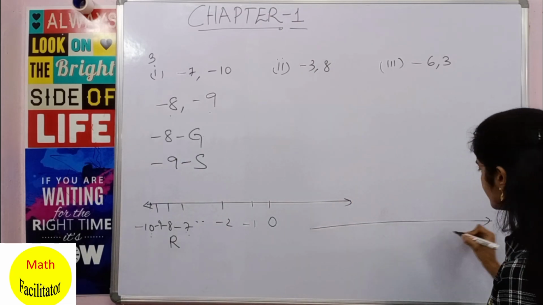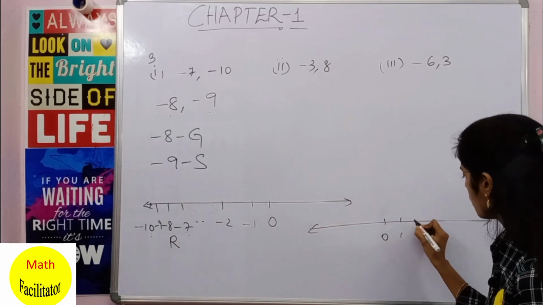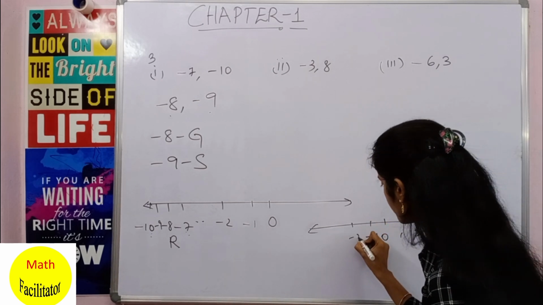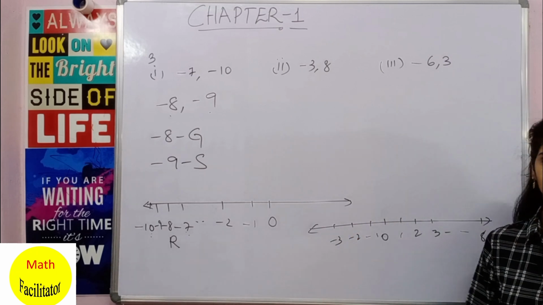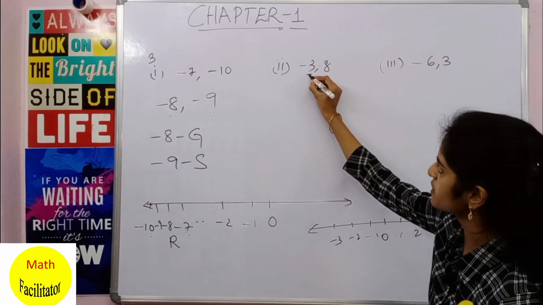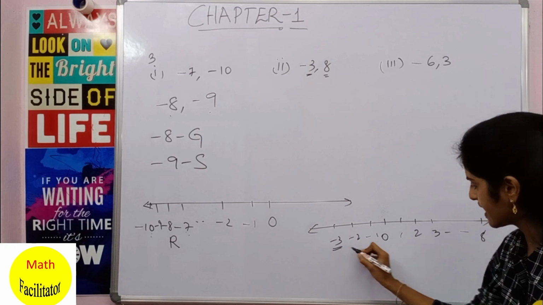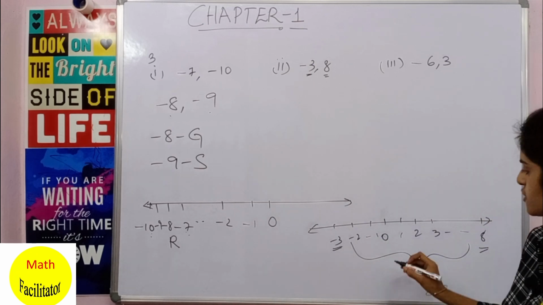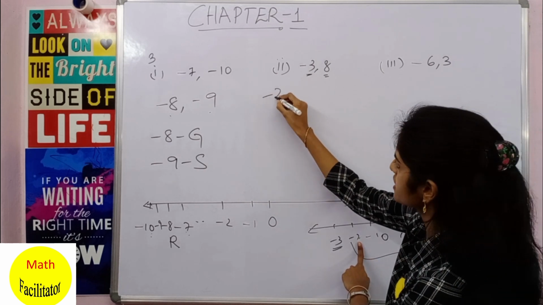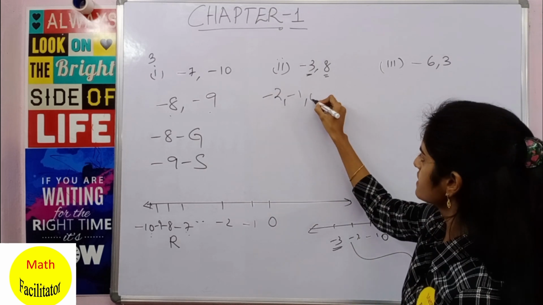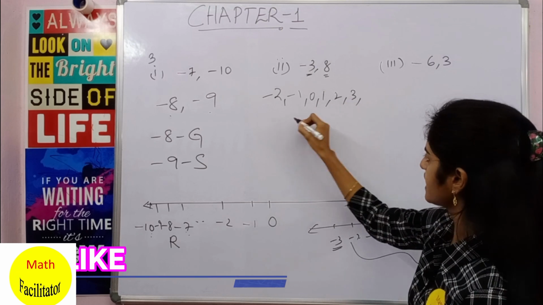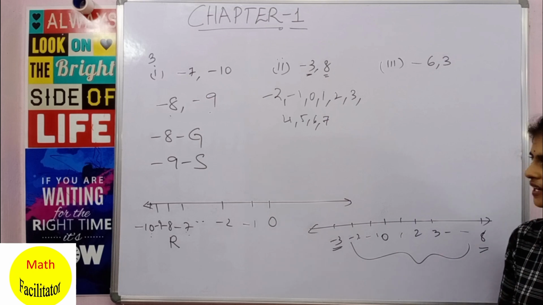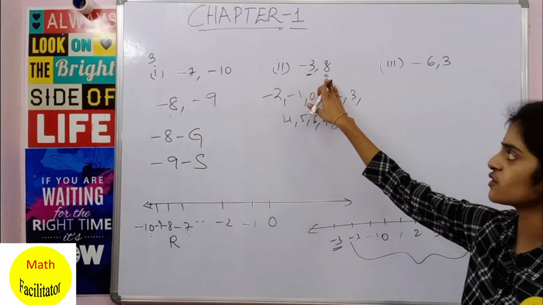If you draw the number line, it is 0, 1, 2, 3 and so on till 8. And here you have minus 1, minus 2, minus 3 and so on. You want integers between minus 3 and 8. So all these are integers between minus 3 and 8. Let us write here: minus 2, minus 1, 0, 1, 2, 3, 4, 5, 6, 7 and this is 8. So all these are integers between these two given integers.